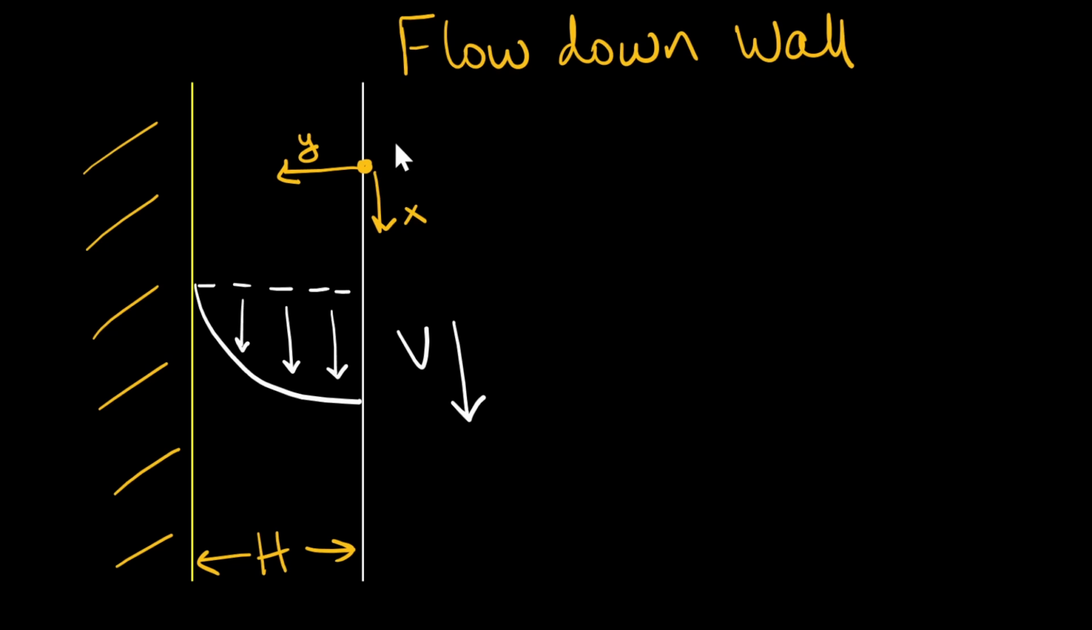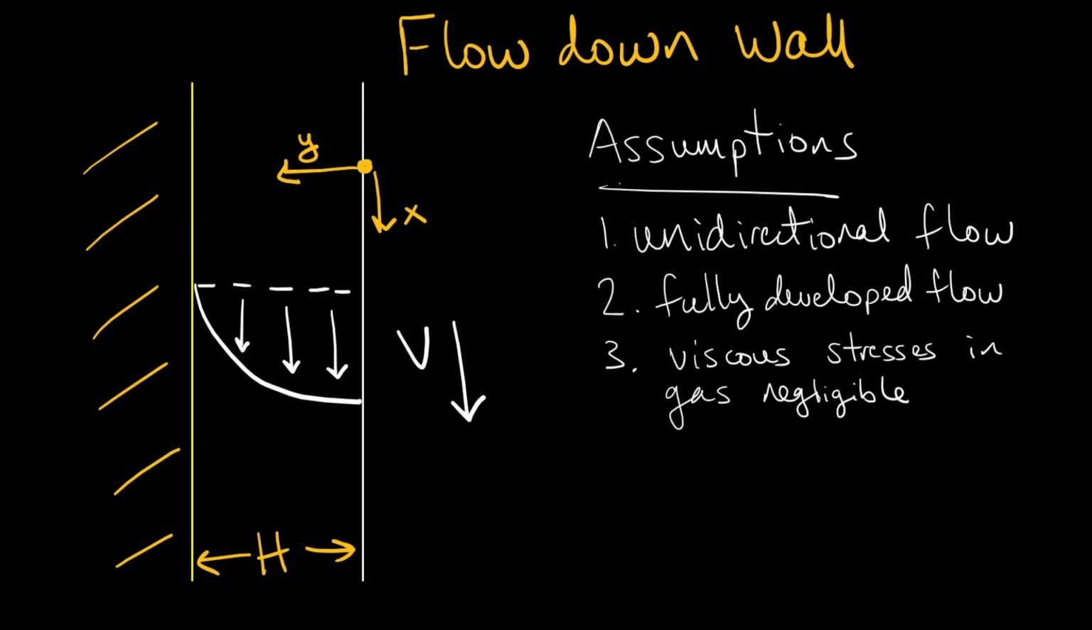To solve this problem, we have a couple assumptions we're going to make. First, we're going to have unidirectional flow. That means there's only going to be flow in this x direction. And we're also going to have fully developed flow, which means that the flow is not going to change as we move down in this x direction, and it's also not going to change with time.